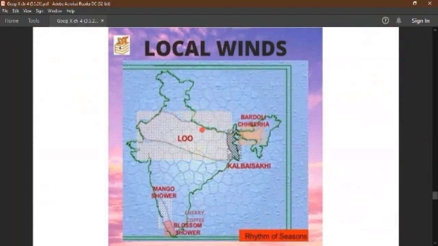Loo is locally known as Andhis or blinding storms. These winds have temperature range between 45 degrees Celsius to 50 degrees Celsius, which is hot enough to cause heat strokes. The second local wind is Kal Besakhi.